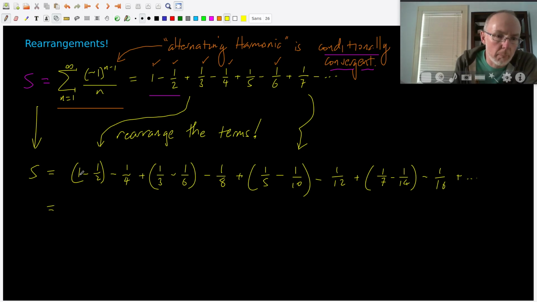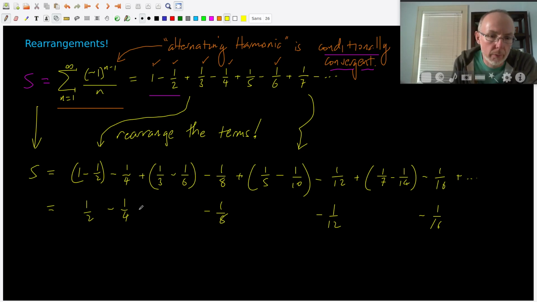Well, now I'm going to simplify them because 1 minus a half, that's a half. Now I'm just going to copy the quarter and the 8th and the 12th and the 16th. Those ones are just getting written down again. But the ones in between, I'm going to calculate what they are. Well, I'm taking away a half. So this is a third minus a sixth. In other words, 2/6 minus 1/6, which is 1/6, right? And this is a fifth, this is 2/10 minus 1/10, so this is plus a tenth. And then this one is 2/14 minus 1/14, so this leaves 1/14.